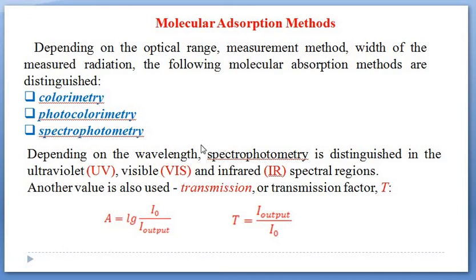Molecular absorption methods. Depending on the optical range measurement method and the width of the measured radiation, the following molecular absorption methods are distinguished: colorimetry, photocolorimetry, spectrophotometry. Depending on the wavelength, spectrophotometry is distinguished in the ultraviolet, visible, and infrared spectral regions.